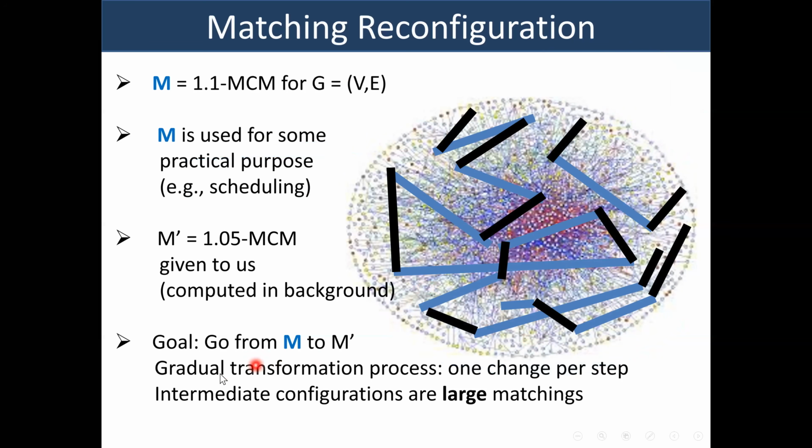Okay, so we are going to use here a gradual transformation process. So we are only gradually going to move from M to M prime. We are allowed to make just a single edge change per step to the output matching, starting at M and eventually coinciding with M prime. And we also require that the intermediate configurations along this process will be matchings, and also large ones, but we'll get to this in a second.